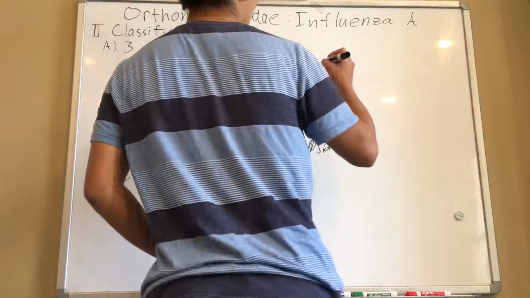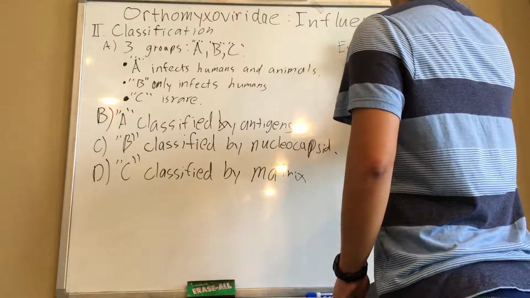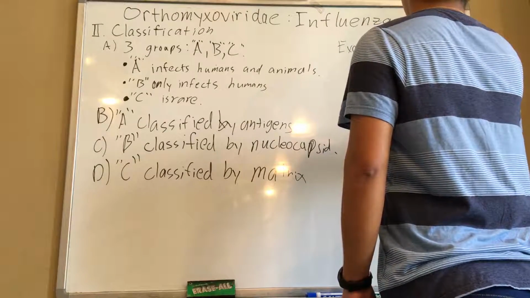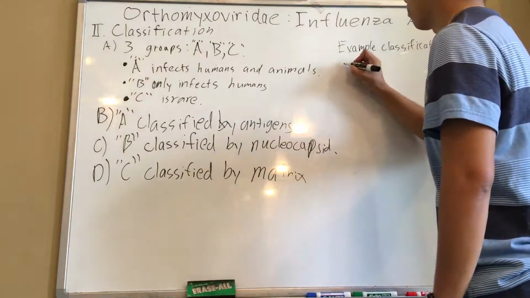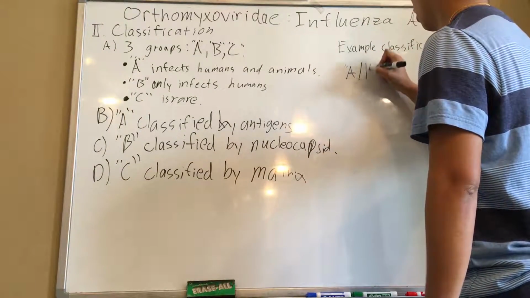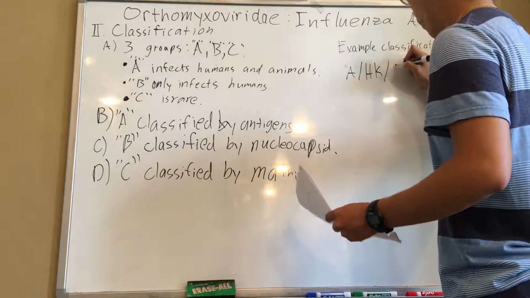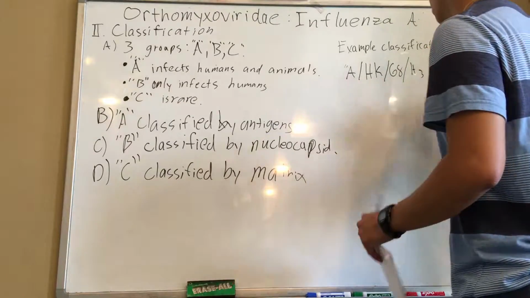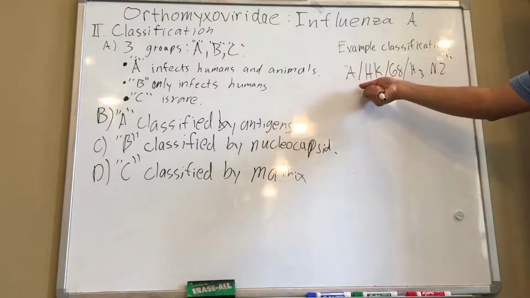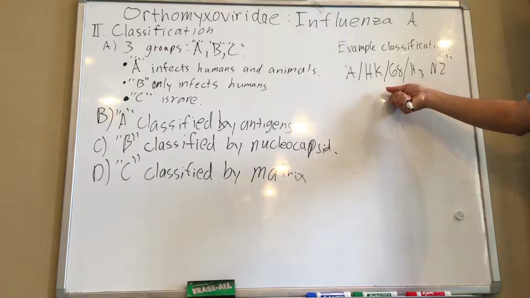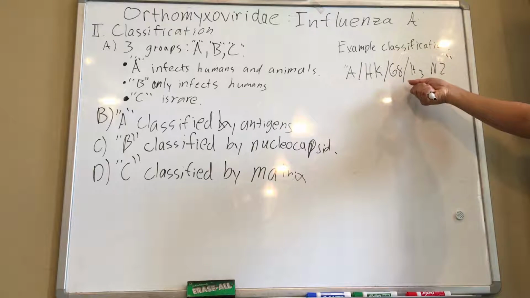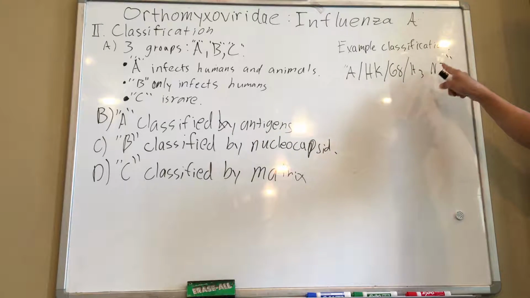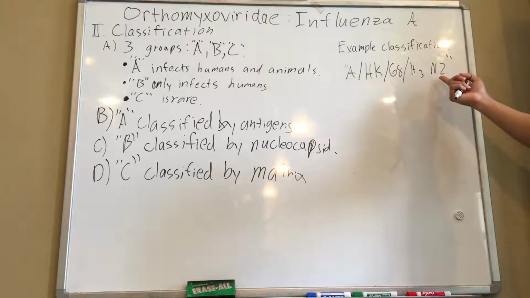So Dr. Samuels gave us an example of classification. Example of that is influenza A, Hong Kong, 68, H3N2. So influenza A, that came from Hong Kong in the year 1968, and it has hemagglutinin serotype 3 and neuraminidase serotype 2.